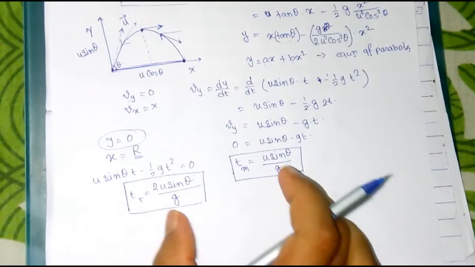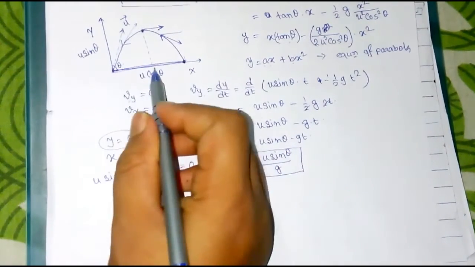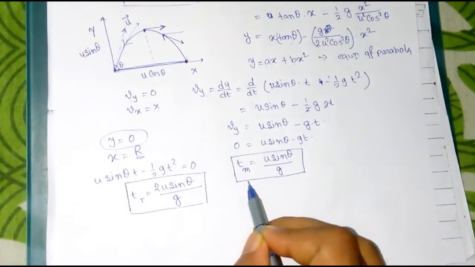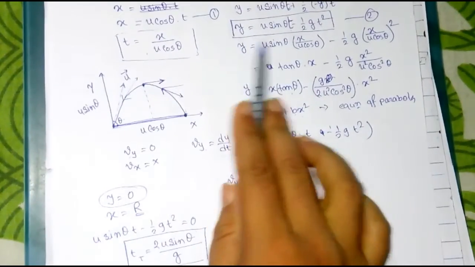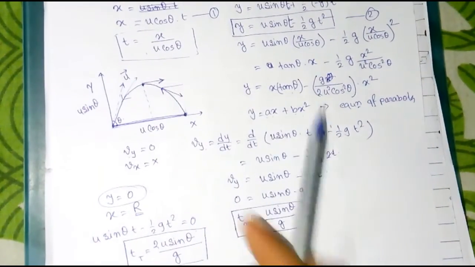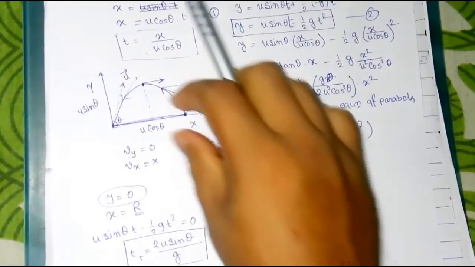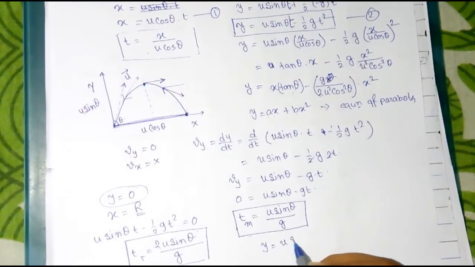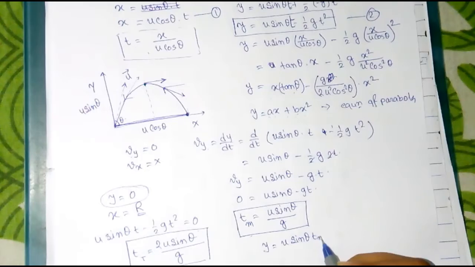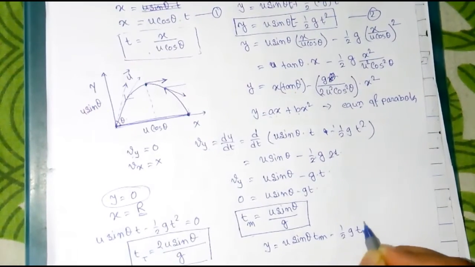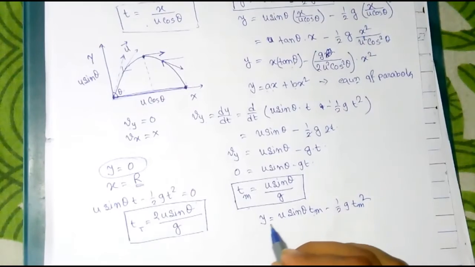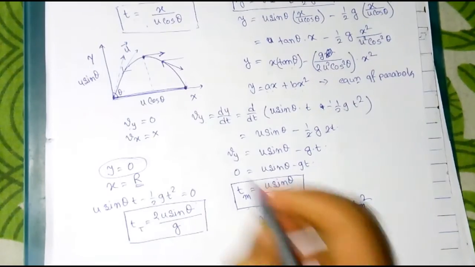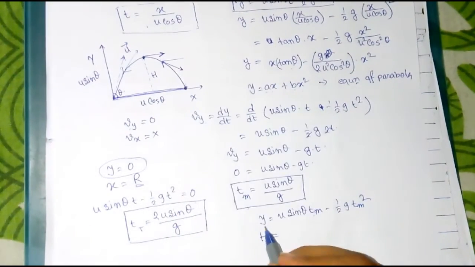Now these two are the main ingredients to find the horizontal distance as well as the height. Now if you put this time into the equation of y, you will get the maximum height, because at this time only it reaches maximum height. So let's see what this is. u sin theta tm minus half g tm square. I am writing tm because at this time it reaches maximum height. So y can be written as the maximum height h. So this one will be h. Okay, so the y direction is h.